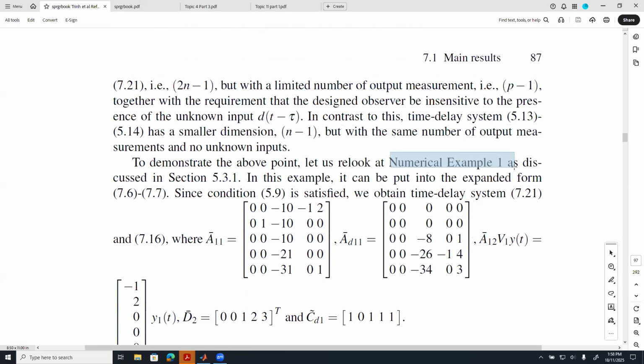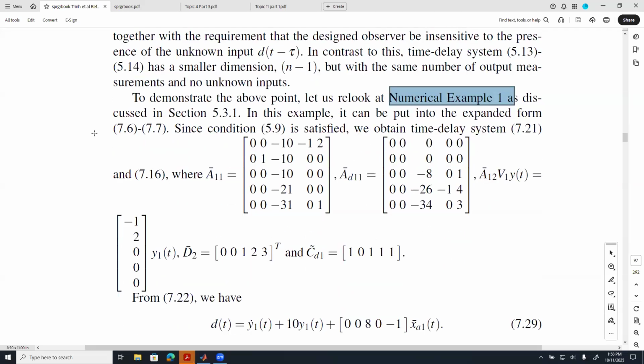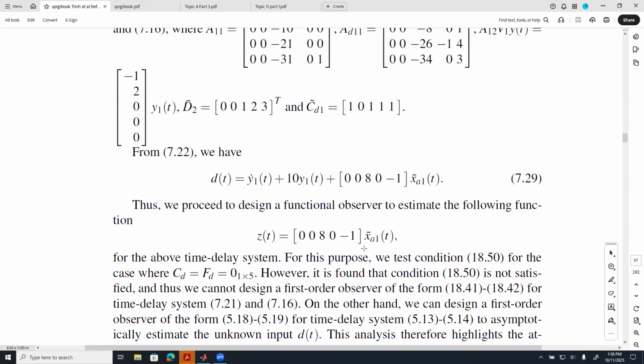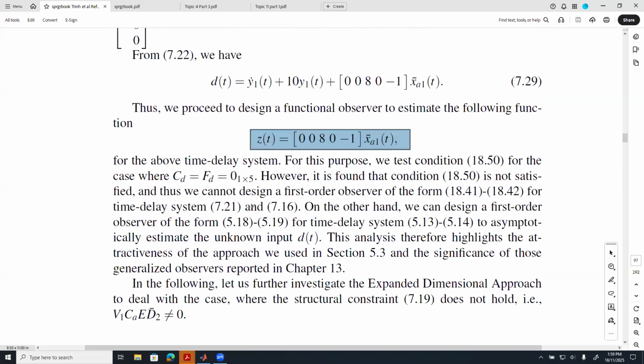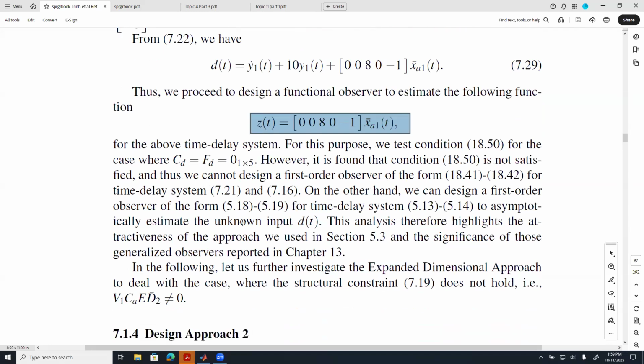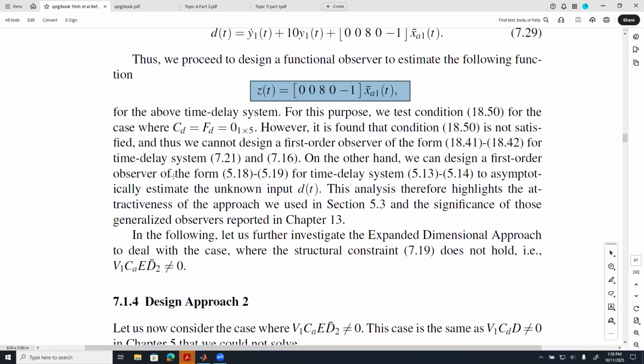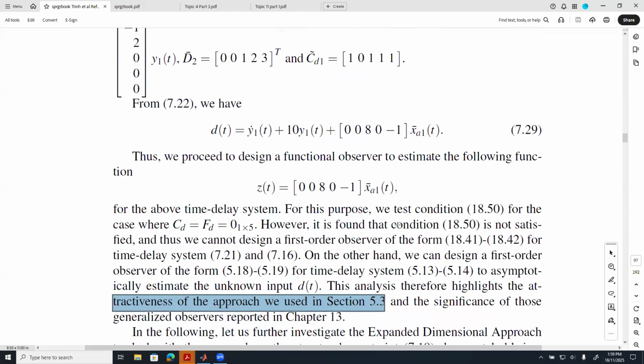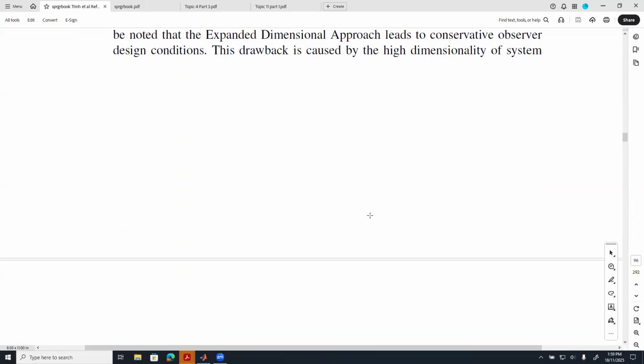In chapter 5, we could design a first order observer. But when we do this expanded dimensional approach, and we design a functional to estimate this functional of a time delay system with an unknown input, the conditions are not satisfied. And that reaffirms, and highlights, the attractiveness of the approach we used in chapter 5. So now you might be wondering why we investigate this expanded dimensional approach, where we can see the conservativeness of the results compared to chapter 5. So what is the purpose here?